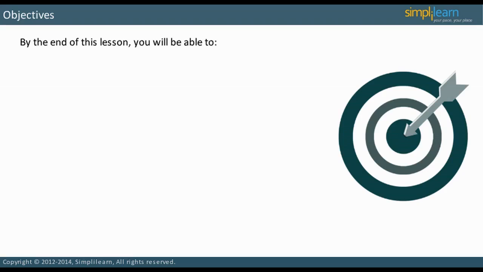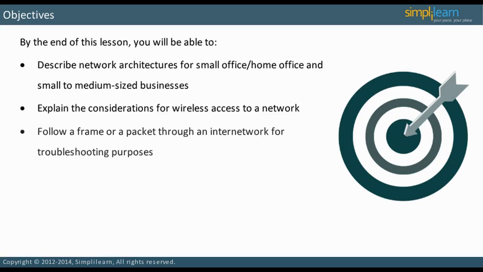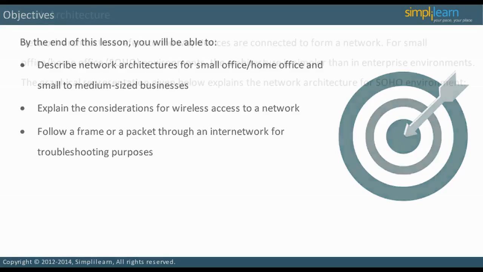By the end of this lesson, you will be able to describe network architectures for small office, home office, and small to medium-sized businesses. Explain considerations for wireless access to a network. Follow a frame or a packet through an internetwork for troubleshooting purposes. Let us first look at network architecture in the next slide.